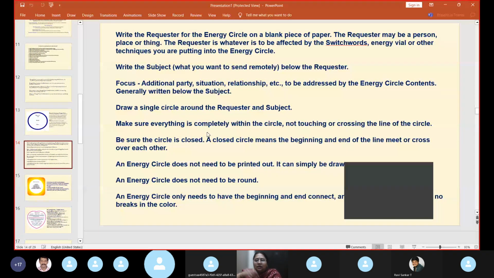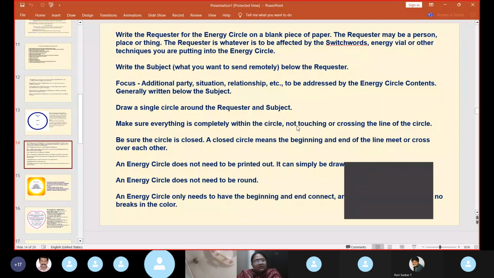Now we have prepared the EC. This person, who is the requester, has prepared the EC. The requester has put his subject inside the EC, and if it is an additional party situation or relationship, then we put in the focus. The necessary condition is that the circle is complete and everything written inside remains within the boundary, not touching or crossing it. It means the circle has to be closed with no alphabets or numbers touching its boundary.